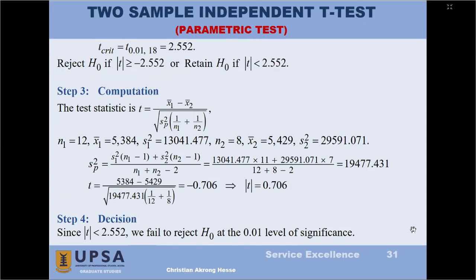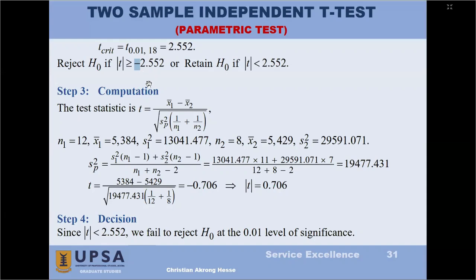Is my answer correct? Please check for me. Critical T value from the T distribution table is 2.552. Okay? Yes, sir. Good. This negative should be positive. So you delete it. It's not negative 2.552, it's positive 2.552.